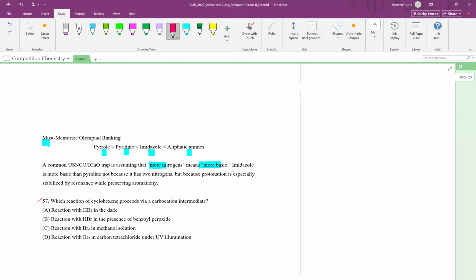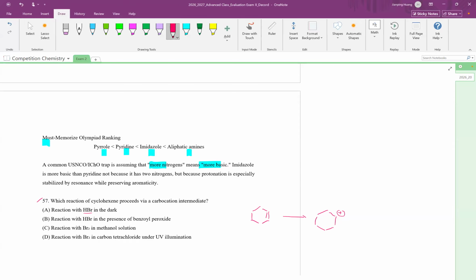This one is basically a summary. Summary of what? Cyclohexene, carbocation. Plus, why use dark? Why use dark? Because of HBr: if not dark, you have light, so we form radicals, okay? Right, so look at them one by one.